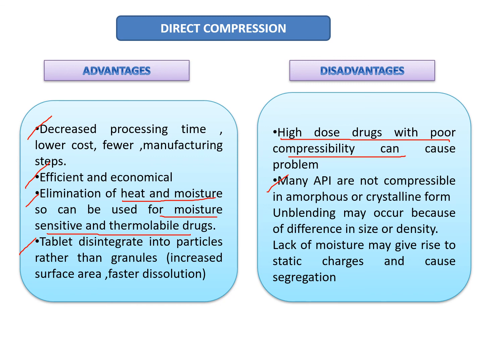Lack of moisture may give rise to static charge and cause segregation of particles. Dry process is there, different size, different density. Lack of moisture may cause static charges, and these static charges will cause repulsion and they may cause segregation of the particles. So these are some of the advantages and disadvantages of direct compression process.